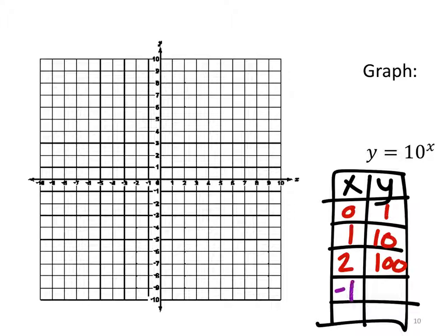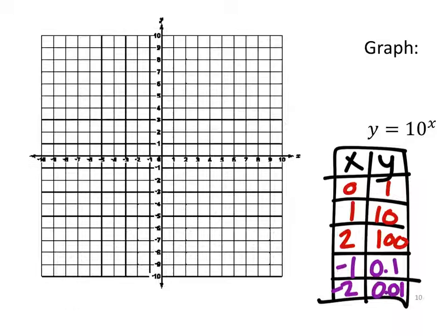So let's try some negatives. Negative 1 is 0.1. Negative 2, x is negative 2, is 0.01. So already when x is negative 2, we see that the y value is extraordinarily close to 0. So let's graph these points then. I got 0, 1, 1, 10. Then again, we can't graph 2, 100. Negative 1, 0.1, still pretty close to 0. And I can't really graph that, so it looks like it's closer to 0.